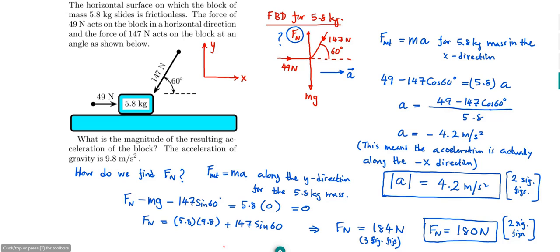But if someone asks you what is the direction of the force, the normal force, you can obviously see it's pointing in the positive y direction. So it's upward according to this figure. It's 180 newtons up to 2 sig figs, pointing upward along the positive y direction. So this is how you do this problem.